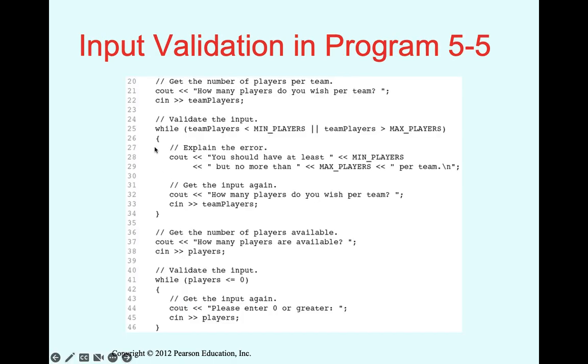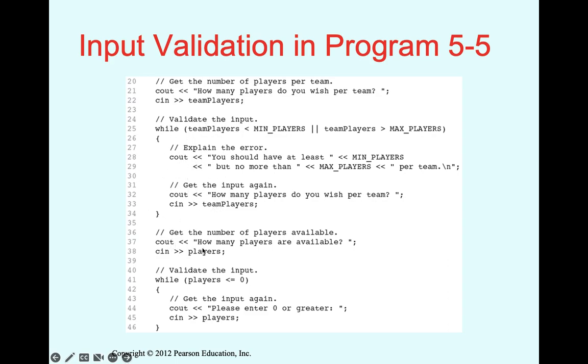So here is an example of a validation loop. We ask the user how many team players. If it's less than the minimum players or greater than the maximum players, we print an error message and we ask for the input again, and we loop.